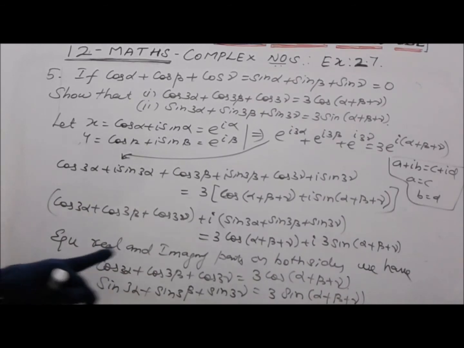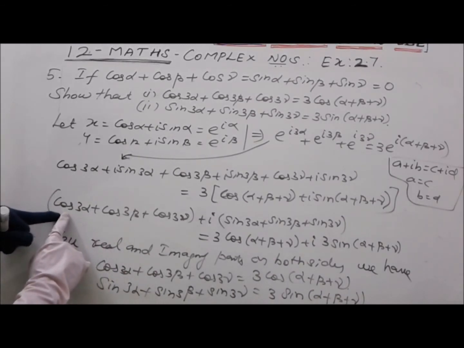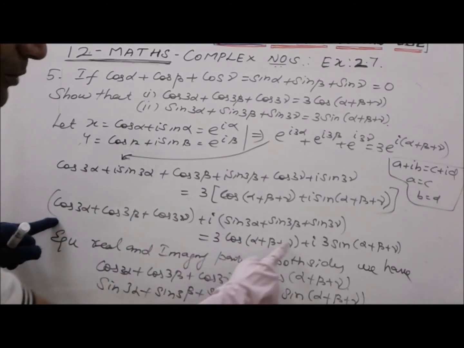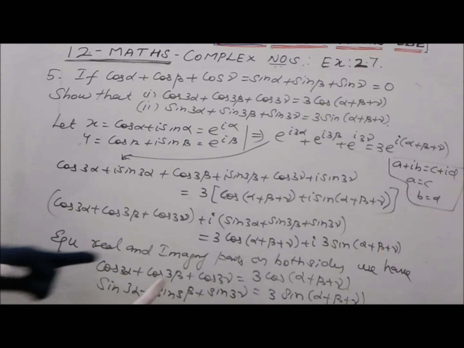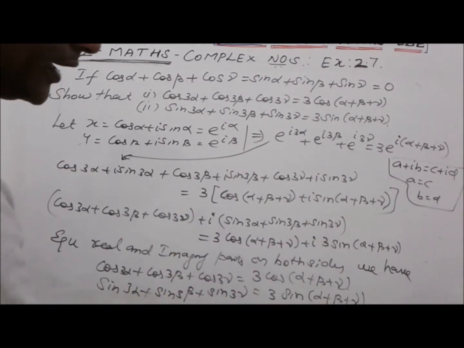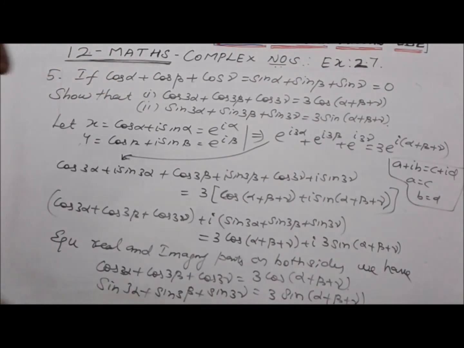So finally, by equating the real and imaginary parts, cos 3 alpha plus cos 3 beta plus cos 3 gamma equals 3 cos(alpha plus beta plus gamma), that is the first one. And then equating the imaginary part, sin 3 alpha plus sin 3 beta plus sin 3 gamma equals 3 sin(alpha plus beta plus gamma), that is the second one.